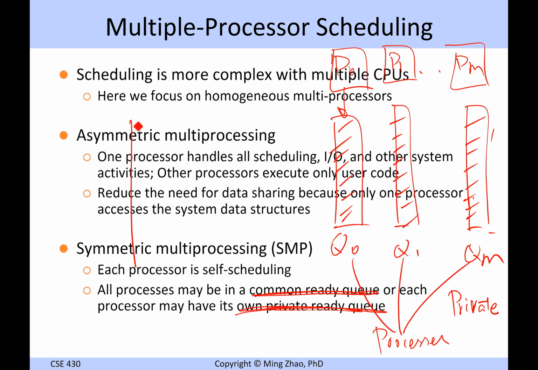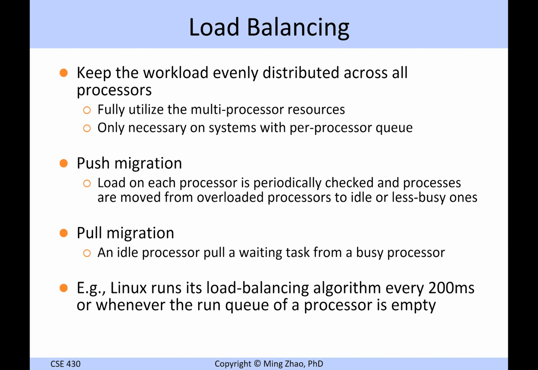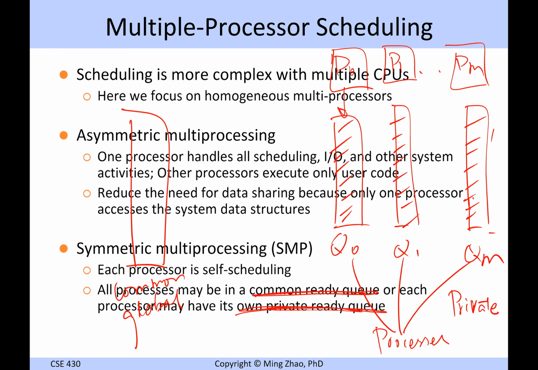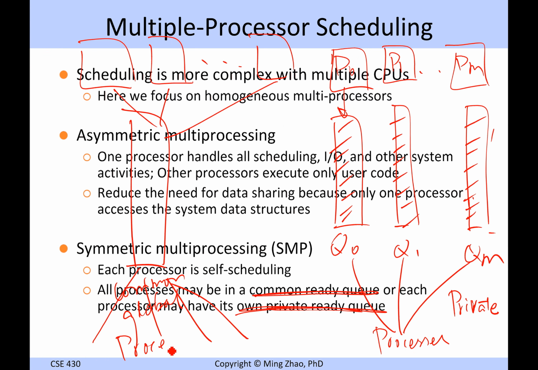In contrast, in the shared queue approach, this is a common queue, which is also called a global queue. In this approach, all the processes share the queue. When the processes are admitted into the system, they will be placed in the same queue.